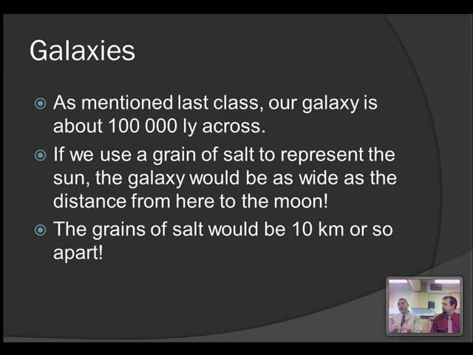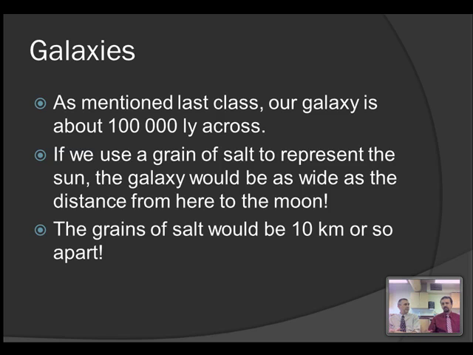Our galaxy is about 100,000 light years across. To give you an idea of the spacing of the stars, imagine the sun is a grain of salt, and you make a galaxy by spreading out grains of salt. Those individual grains would have to be about 10 kilometers apart. So it's almost entirely empty space. Only in the core is there a whole bunch of stars bunched up together.